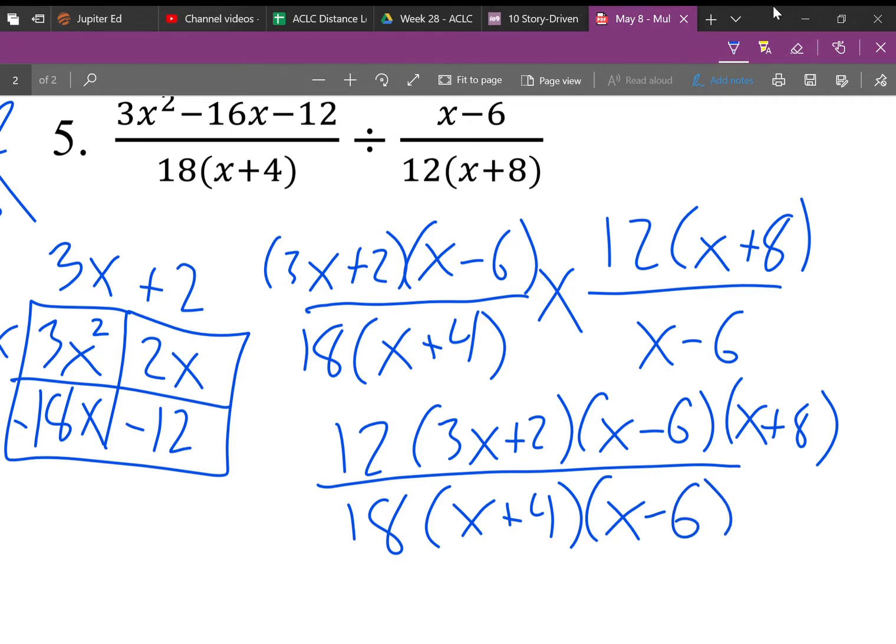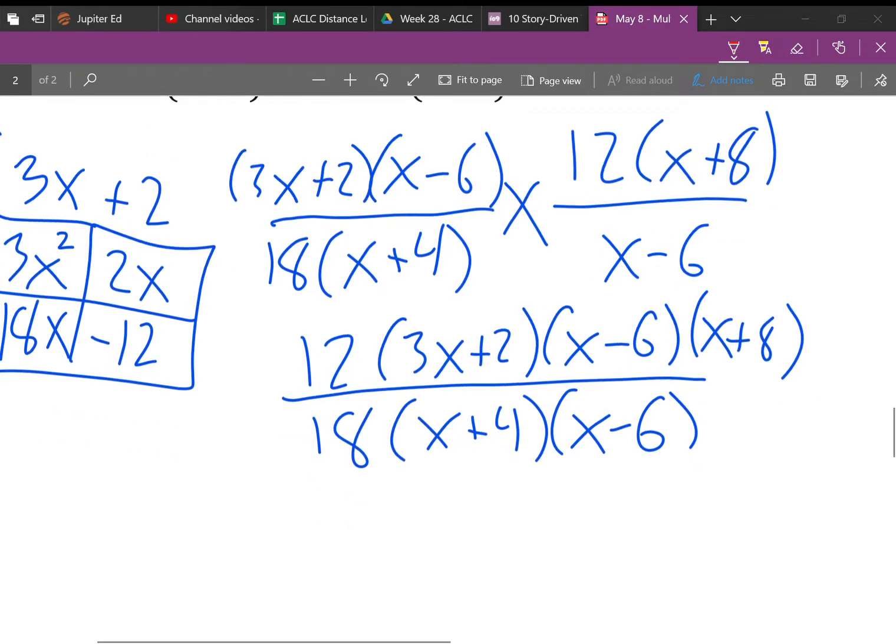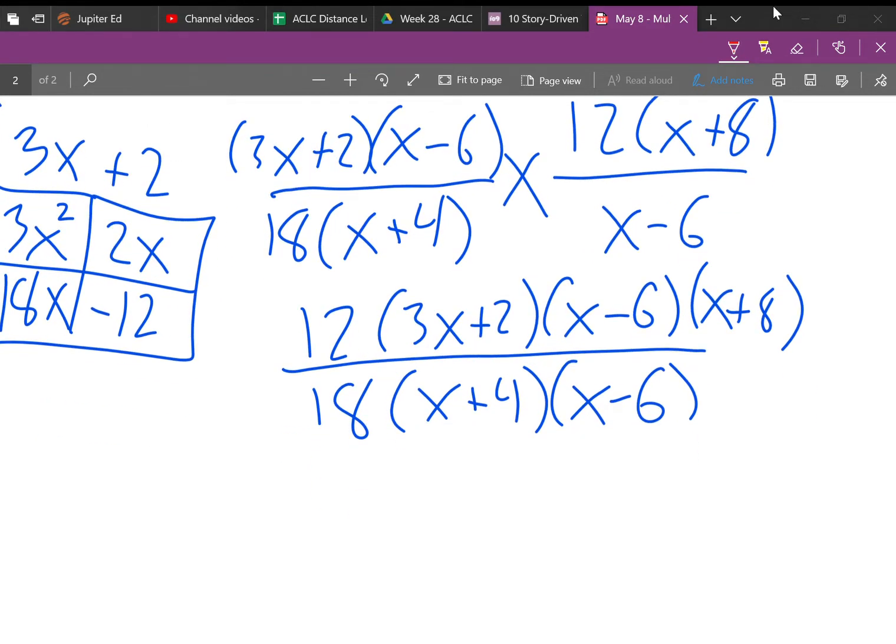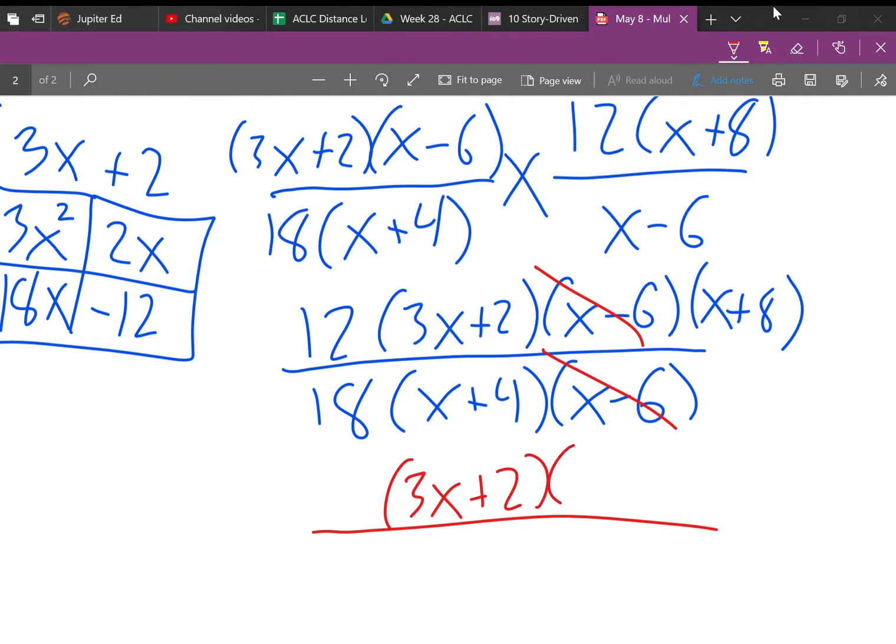Now, if we're looking for things to cancel, the only thing that cancels here is going to be the x minus 6 over here and here. So, in terms of the binomials, we're going to have 3x plus 2, we're going to have x plus 8. On the bottom, we have just the x plus 4.